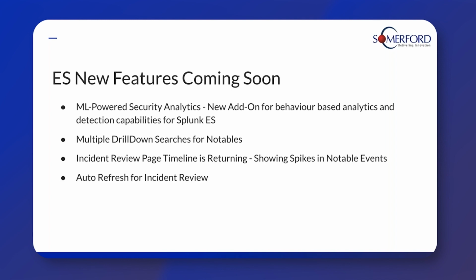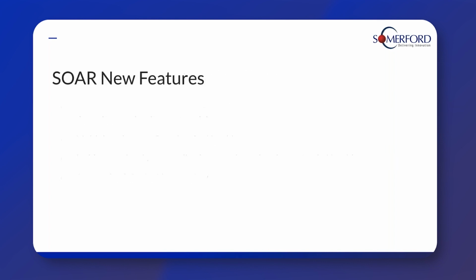And then also there'll be an auto refresh for incident review. So when you're sitting there looking at an incident review, you don't have to refresh it each time. That is configurable, I've been told. So you should be able to do that on a 5-minute, 10-minute or 30-second interval, whichever you feel is most appropriate for your SOC. So those are the key things from ES. Nothing hugely groundbreaking apart from maybe the security analytics, but obviously new features coming, of course.